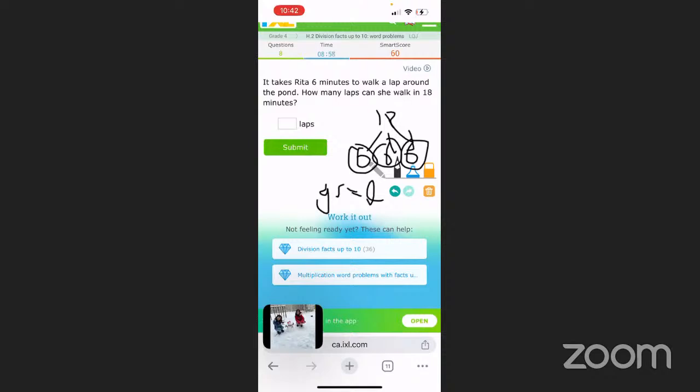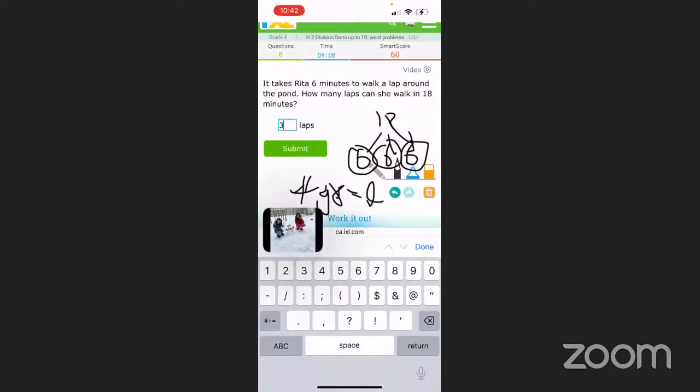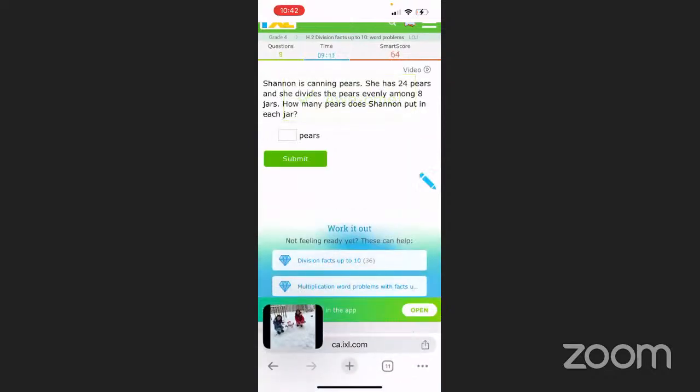Yes, Nyla? Number of groups equals laps. Can you count the groups and tell me? 3, right? Okay.